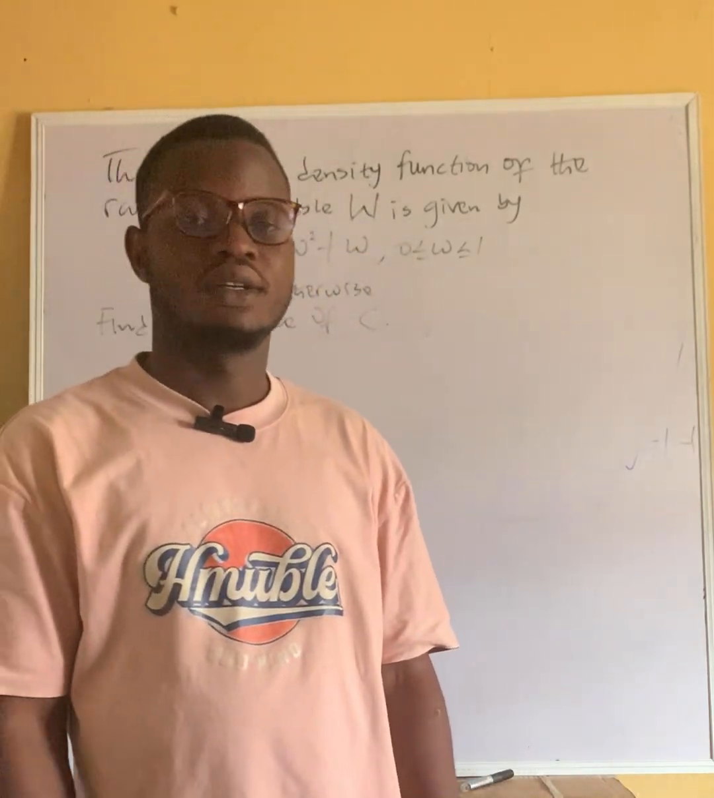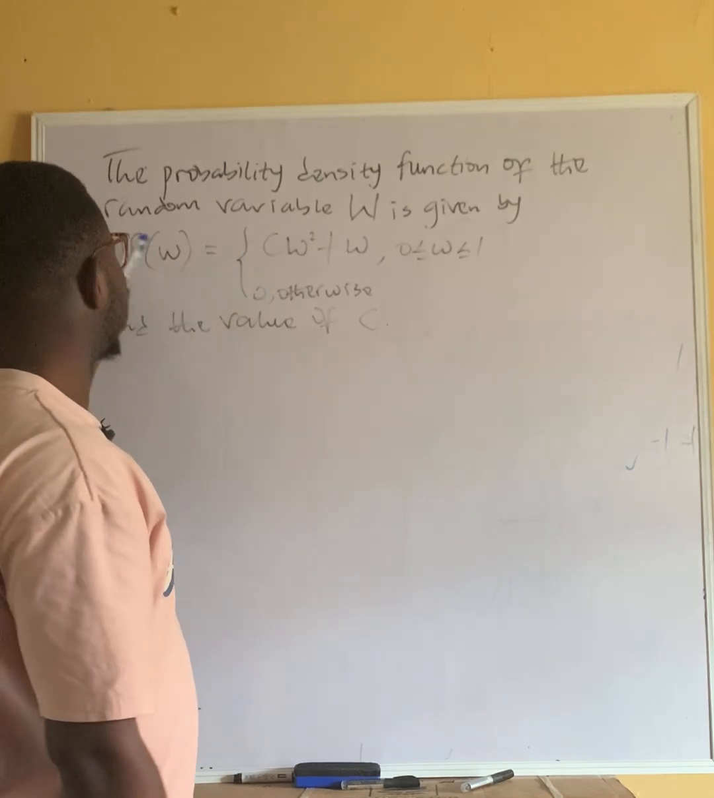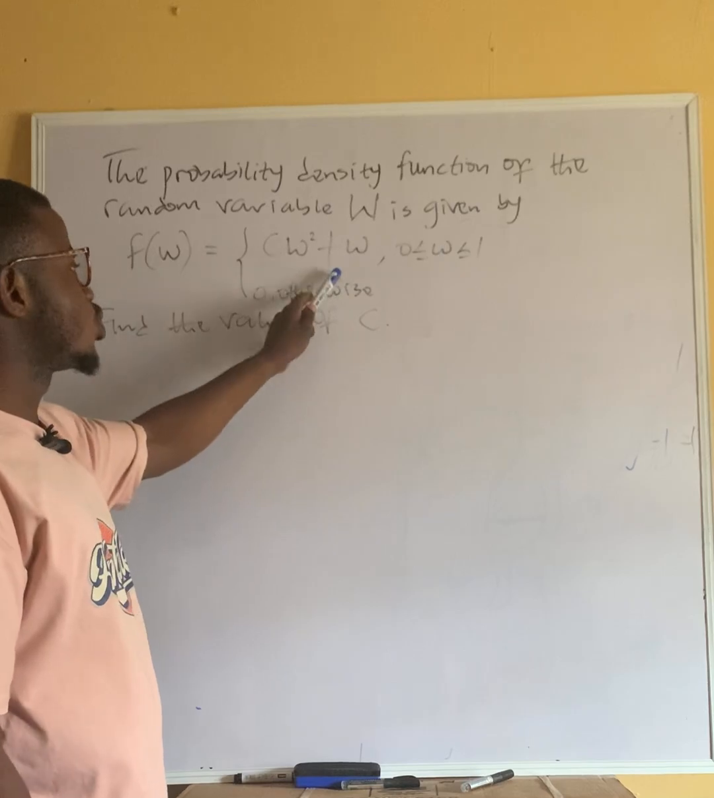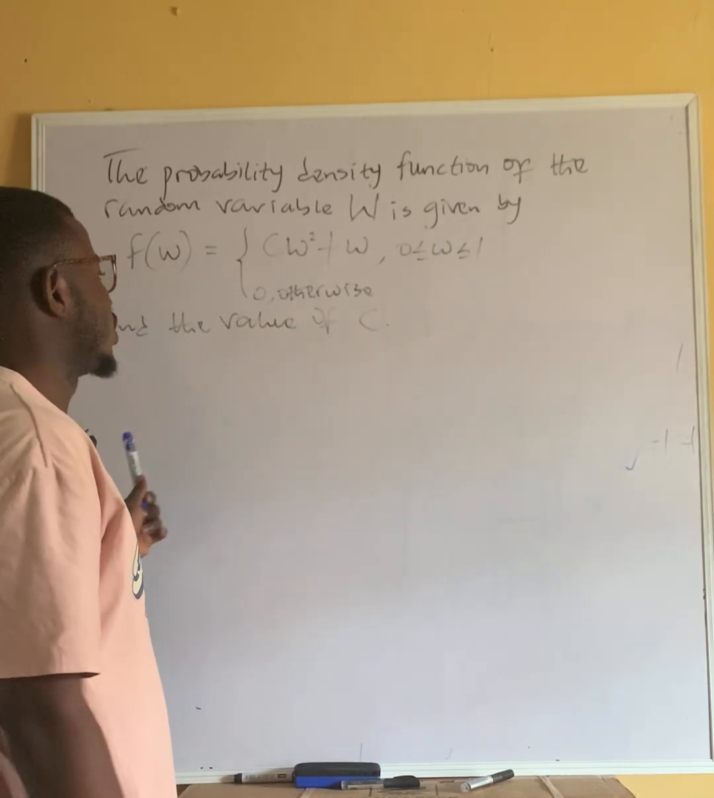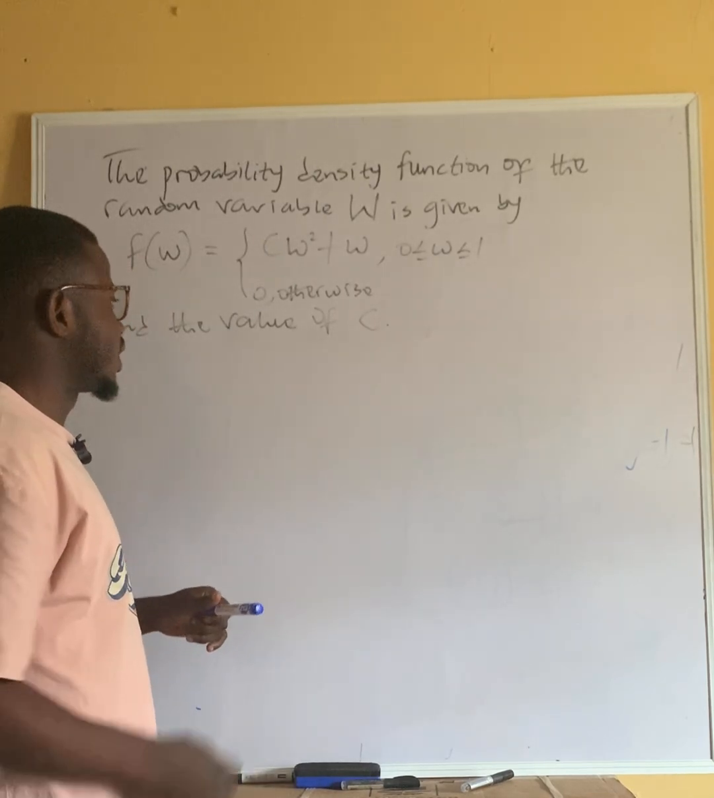You are welcome to Brainiacs Royal College class, and the question I will have here is: the probability density function of the random variable w is given by f of w equals cw squared plus w, in the interval 0 ≤ w ≤ 1. So we have to find the value of c. This that we have there is a constant.